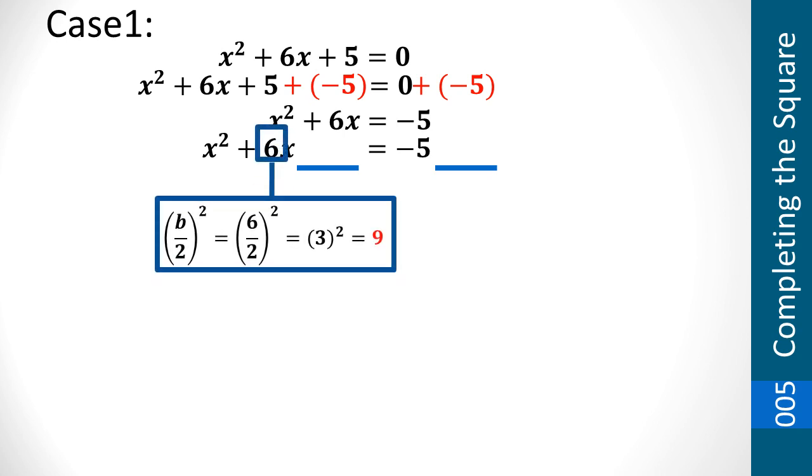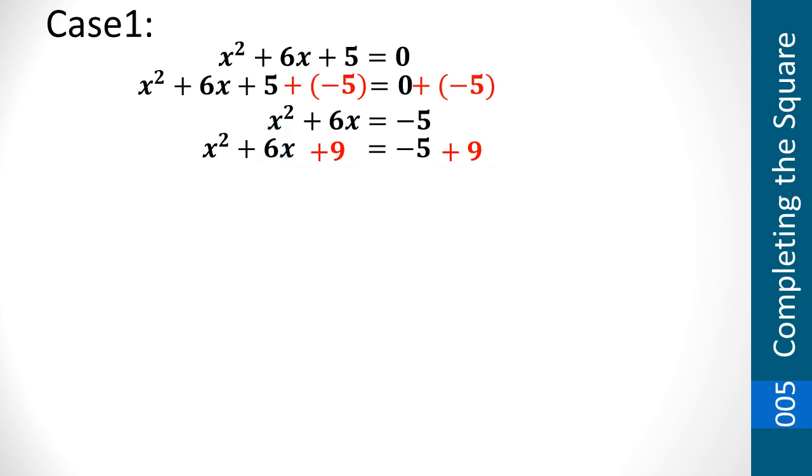So, we have the square of b over 2 kung saan ang b natin ay 6. So, papalitan natin yung b ng 6. So, we have 6 divided by 2 is 3. Then, kunin natin yung square nun. That would be 9. And then, yung 9 na yan, idadagdag natin both sides of the equation. So, meron na tayong x squared plus 6x plus 9 equals to negative 5 plus 9.